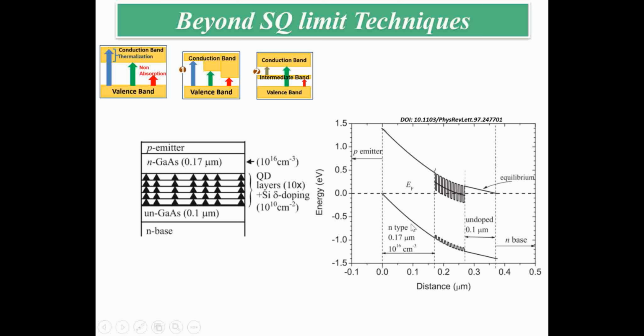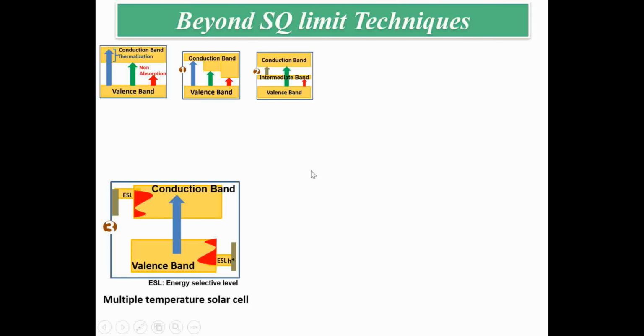There is a transition from valence band to conduction band directly in the n-type, and there is a transition from valence band to intermediate band, and then intermediate band to conduction band also. So all below-bandgap energy photons are also being absorbed using this intermediate band system. Okay. So this is again a useful technique to achieve efficiency beyond SQ limit.